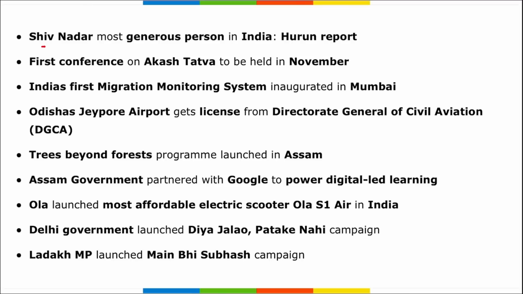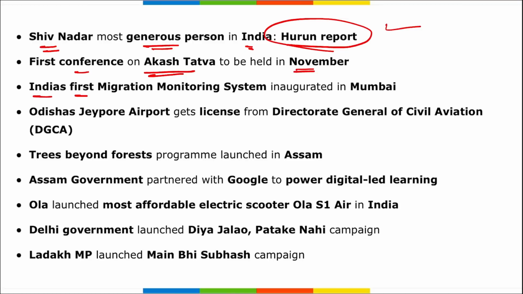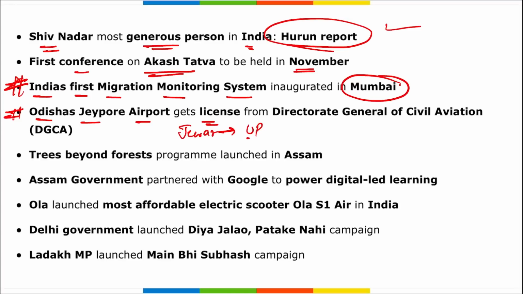Next news, Shiv Nadar is the most generous person in India as per the Hurun report we just saw. Then the first conference on Akash Tattva to be held in November. India's first migration monitoring system was inaugurated in Mumbai. Important question, take a note. Then Odisha's Jeypore airport got the license from DGCA. Important. Where is this Jeypore airport? It is in Odisha. Where is Jewar airport? It is located in Noida in Uttar Pradesh.